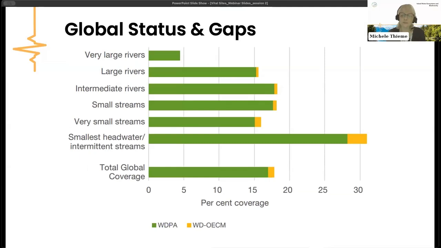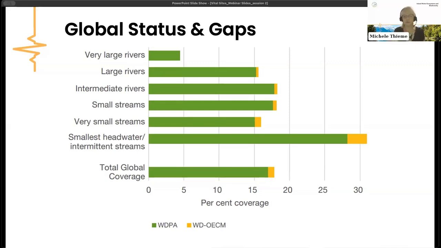So the report presents an updated method and baseline results that answers that question, and those results can be tracked over time. What we found was that on average, about 16% of inland waters are covered by the protected and conserved areas currently. However, there's a huge amount of variation in that percentage across regions, across different ecosystem types.